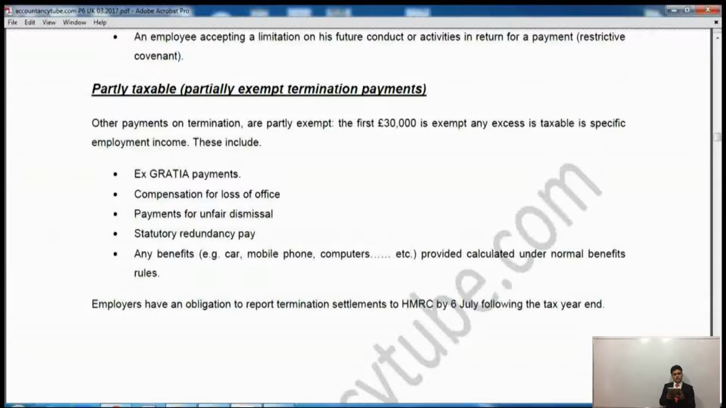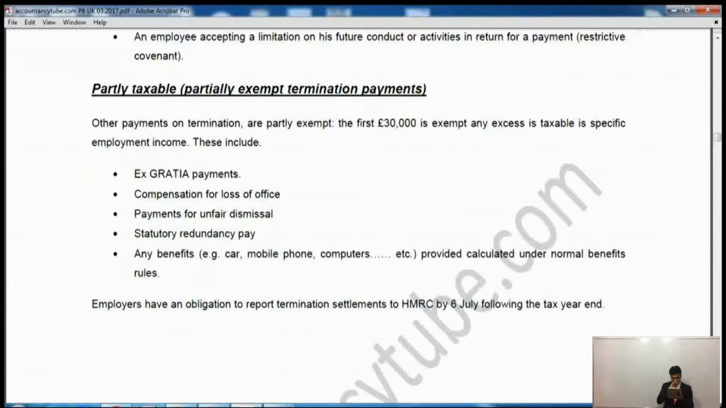Now beneath that, the last one is called partially exempt. Why is it called partially exempt? Because for the list of payments which you are getting, if they are partially exempt, we will have to total all of these. If the total is £30,000, that will be exempt. So the first 30,000 you receive is exempt. If you receive more than £30,000, that will be taxable. Other payments on termination are partially exempt. The first 30,000 is exempt. Any excess is taxable.